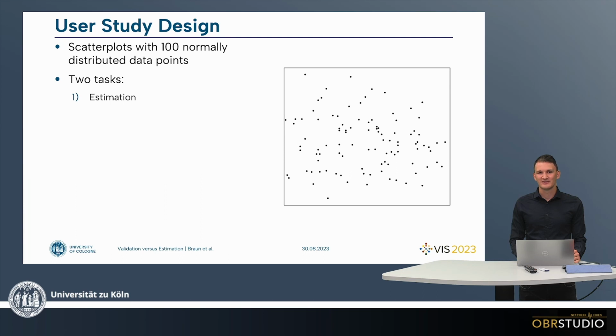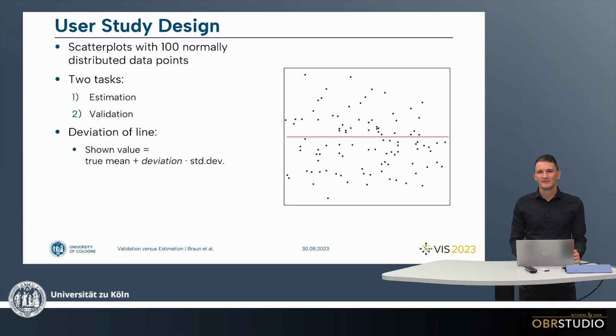To answer these questions, we conducted a user study in which two tasks had to be performed on scatterplots with 100 normally distributed data points. In the estimation task, participants had to estimate the average height of the dots by their own. In the validation task, they were shown a line and had to either accept or reject this line as the average value. For both tasks, we quantified the deviation of a line as the deviation from the true mean as a proportion of the standard deviation.